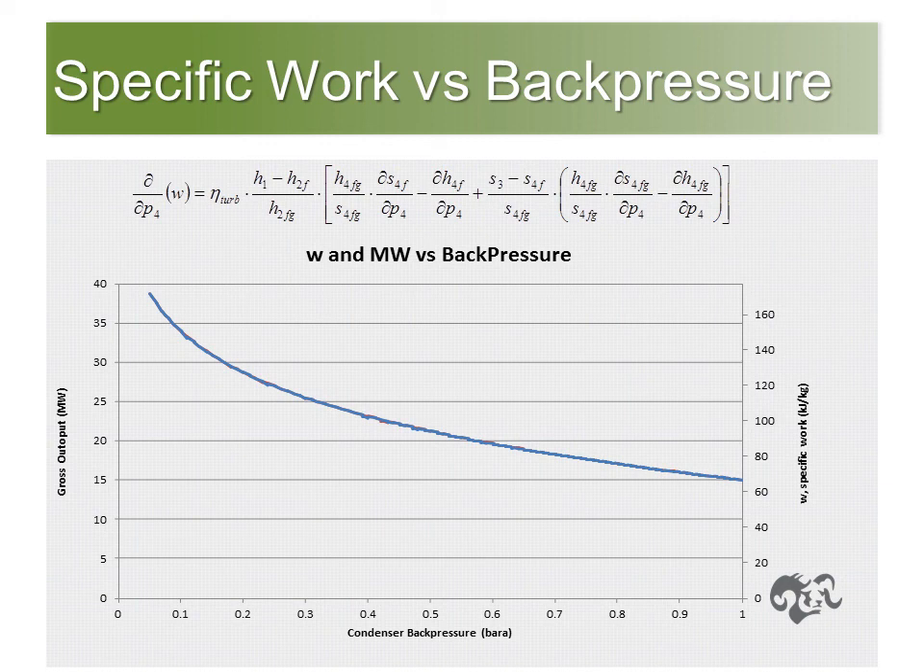Differentiating the specific work equation with respect to the condenser back pressure lets you put a hard number on the money you're losing if you don't operate at the lowest back pressure possible. I've found that this is something that operators often don't fully understand. Providing this as a real-time calculation and screen graphic, you can give them the tools to understand this issue so that they can help to maximize your plant revenues.